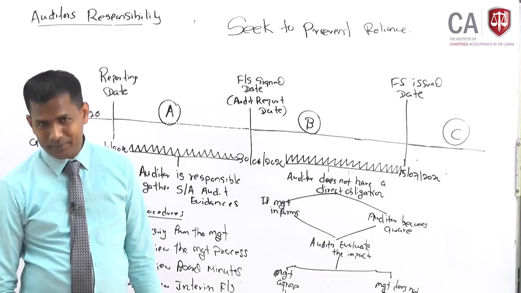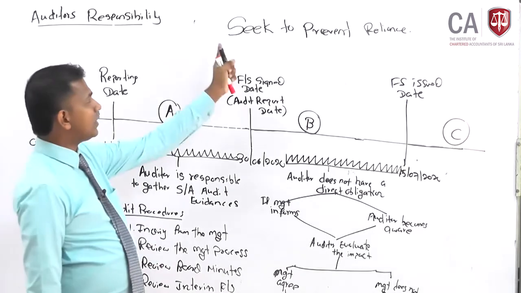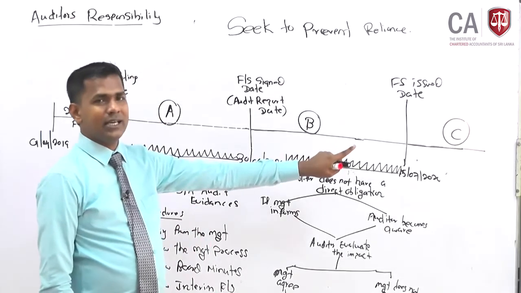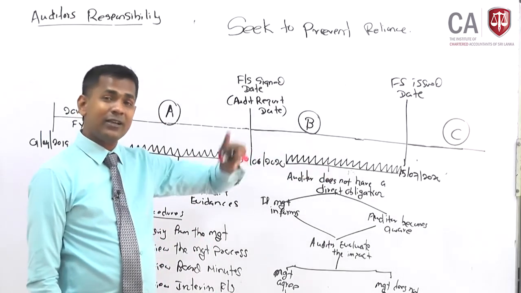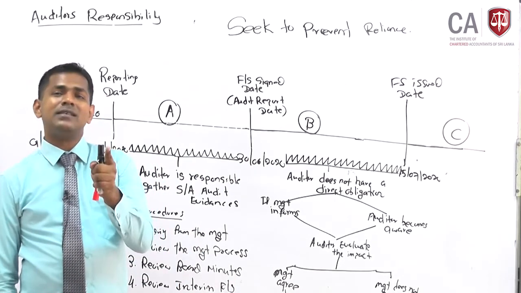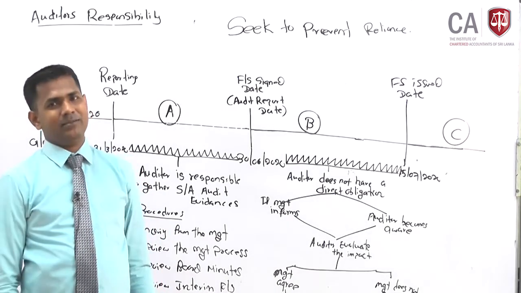It doesn't happen normally. But it is there in the provision. What is that? Seek to prevent reliance is an action that can be taken by the auditor if the management does not agree to change the finance statement, in the circumstances where the finance statements have been issued to the management by the auditor.